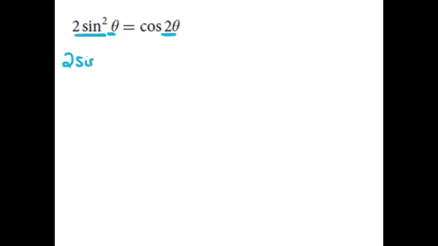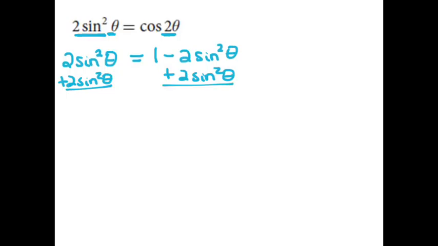So the left side here, we're going to keep it as 2 sine squared theta. This is going to be equal to, instead of cosine 2 theta, we're going to replace that with 1 minus 2 sine squared theta. That's one of the double angle identities for cosine. So now we need to solve this equation. I'm going to add this 2 sine squared theta over to the other side, and I get 4 sine squared theta is equal to 1.